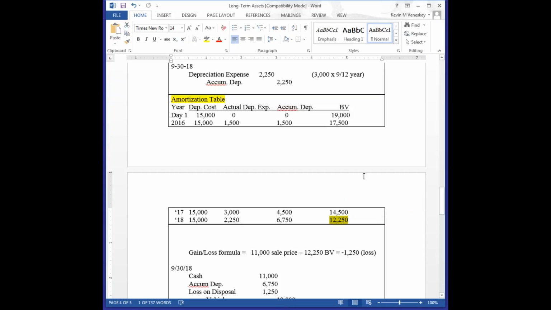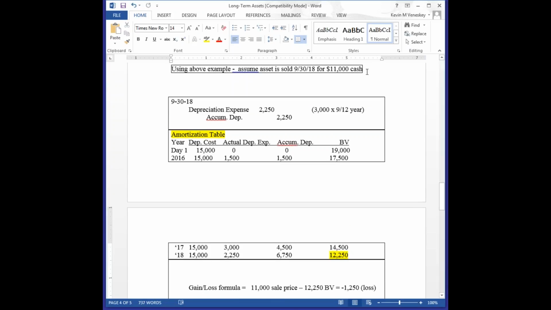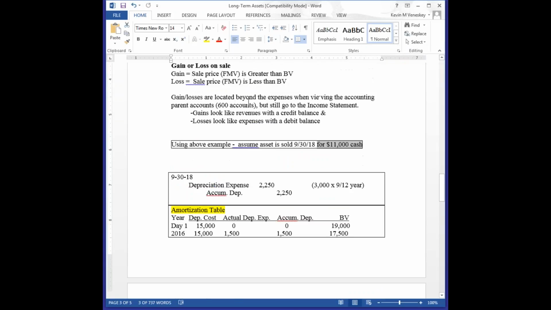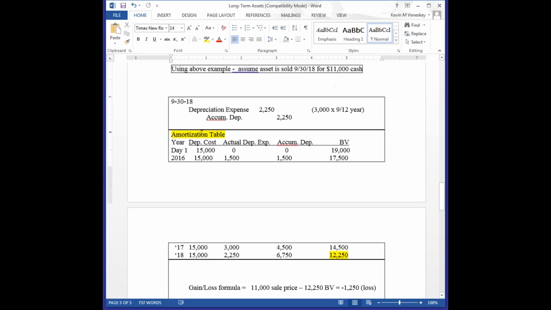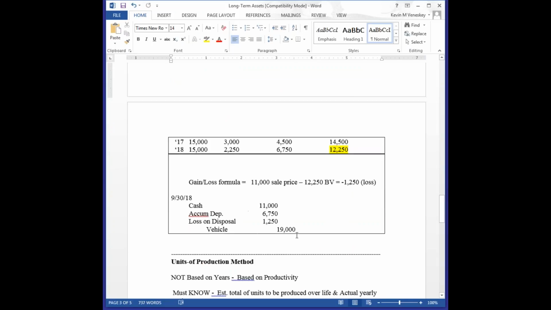Therefore, my book value, the $19,000 less my accumulated total, tells me what it's worth on my books. Now, I can tell if I had a gain or a loss real quick. If I sold it for $11,000, which is less than my book value of $12,250, I know I'm going to end up with a loss. So let's see how that works out then on our journal entry.